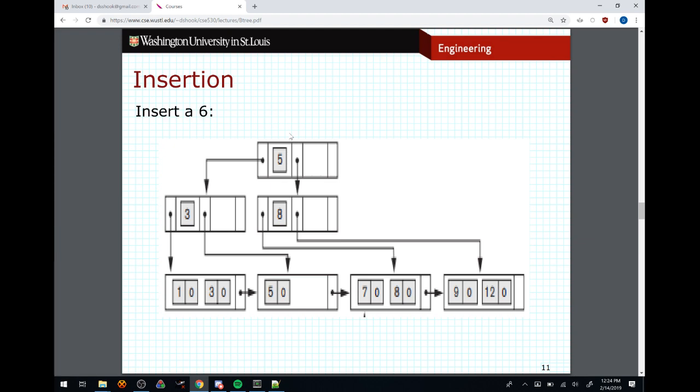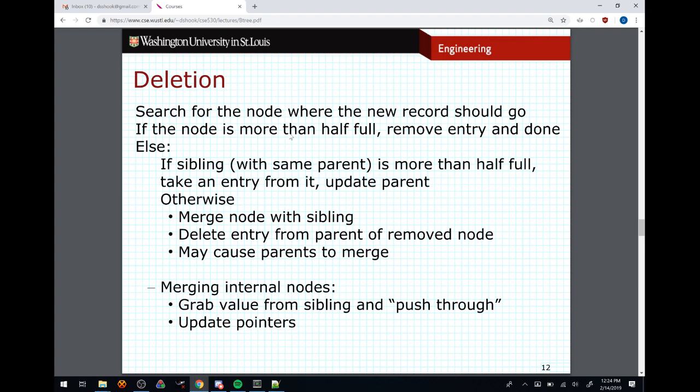All right, let's do some deletion then. Here we go. I'm going to search for the node. It says where the new record should go, or where the new record should be, I think is a better way of saying it. Where the record that I'm trying to delete should be. I'm going to do a search.